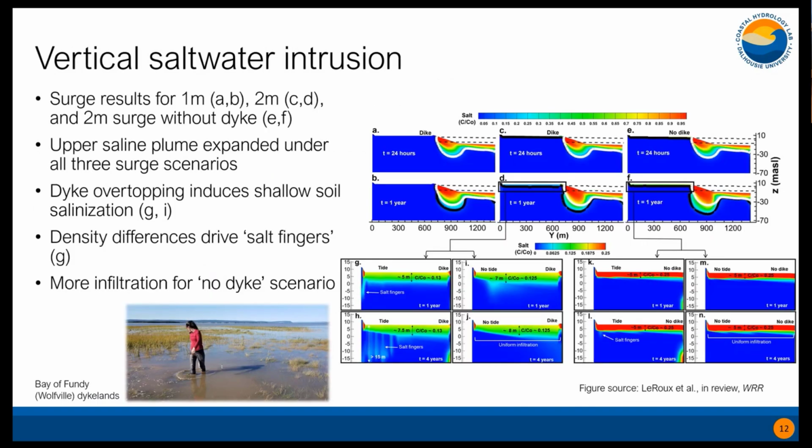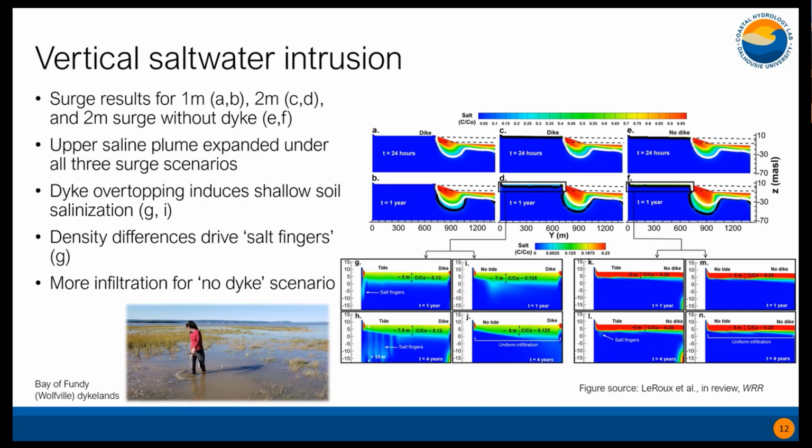Now moving into the vertical saltwater intrusion results from the storm surges. So again, we ran three different surges, a 1 meter surge, a 2 meter surge, and a 2 meter surge with the deck removed. The first row shows 24 hours after each surge event. So you can see the 1 meter surge did not overtop the dike, but the 2 meter surge did. And obviously there was flooding with the dike removed. And then the second row shows 1 year following the surge event.